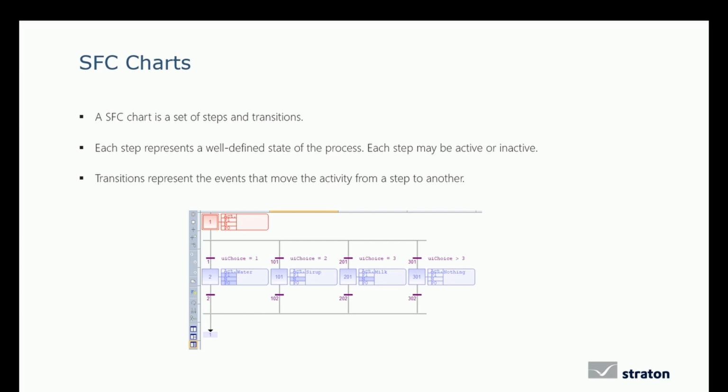An SFC chart is a set of steps and transitions. Each step represents a well-defined state of the process. Each step may be active or inactive, and transitions represent the events that move the activity from a step to another.